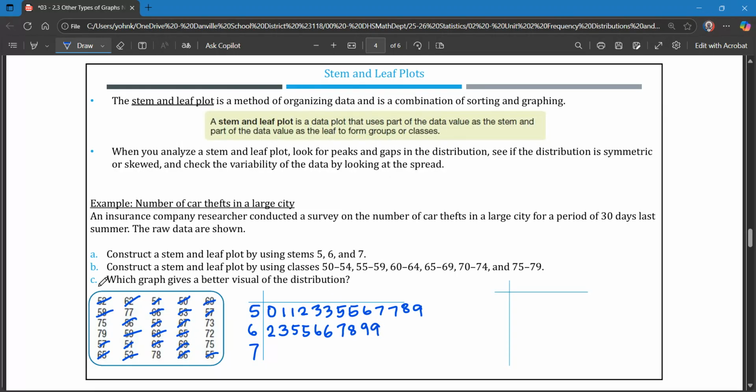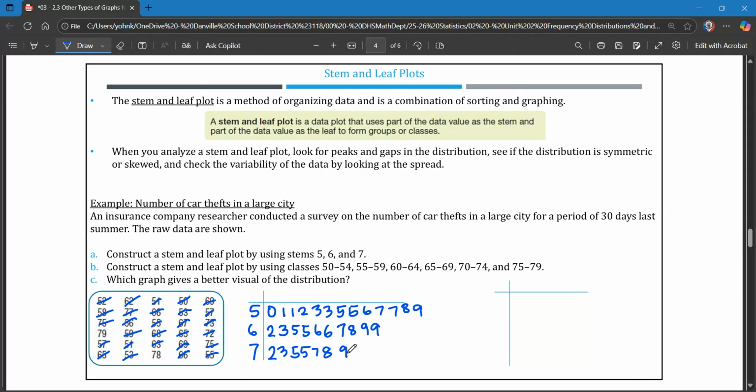Then you do the 70s. Okay, so 72 and 73 and 75s and a 77, a 78, and a 79. Okay, so there's our stem and leaf plot.